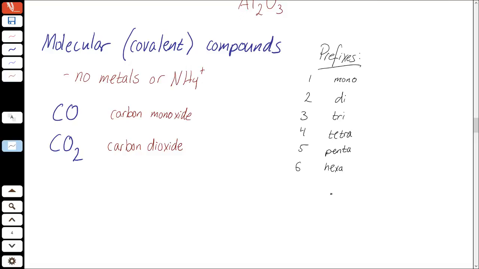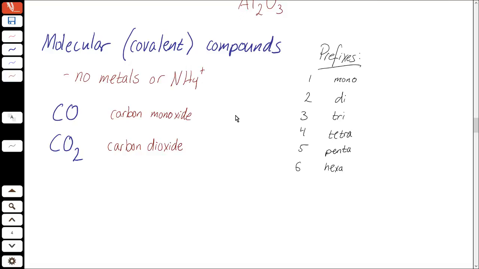So in CO2, we would say carbon dioxide. When there's only one of the first element, we don't put mono in front of it. We just start with whatever the element is. That's why it's not monocarbon dioxide. It's just carbon dioxide. And another little thing that you might have noticed is that when there are two vowels in a row, one of them is often dropped. So it's not monooxide, it's monoxide.